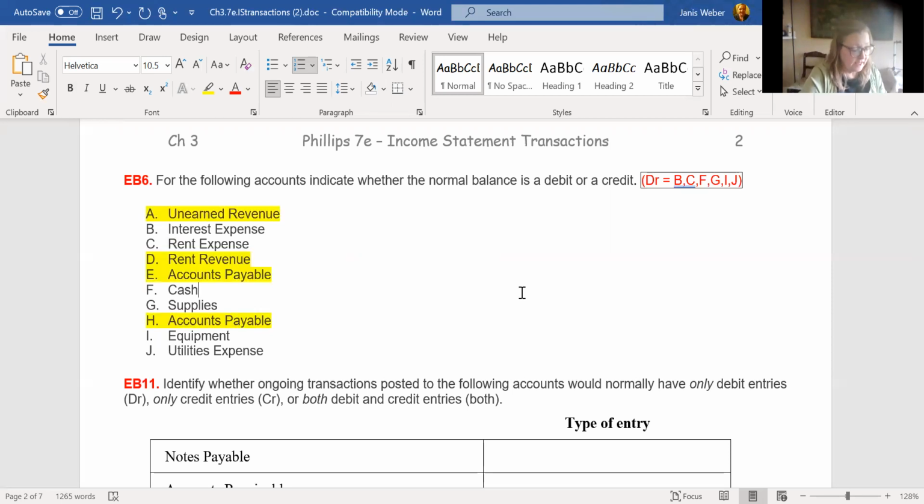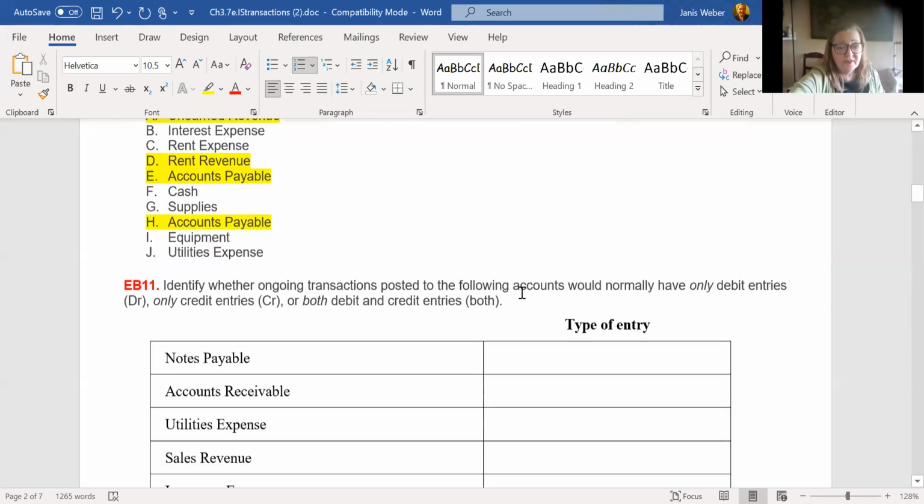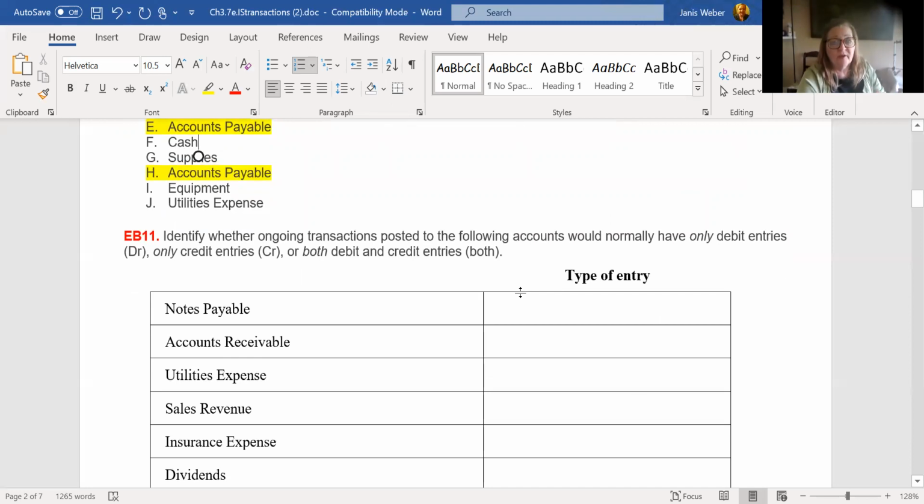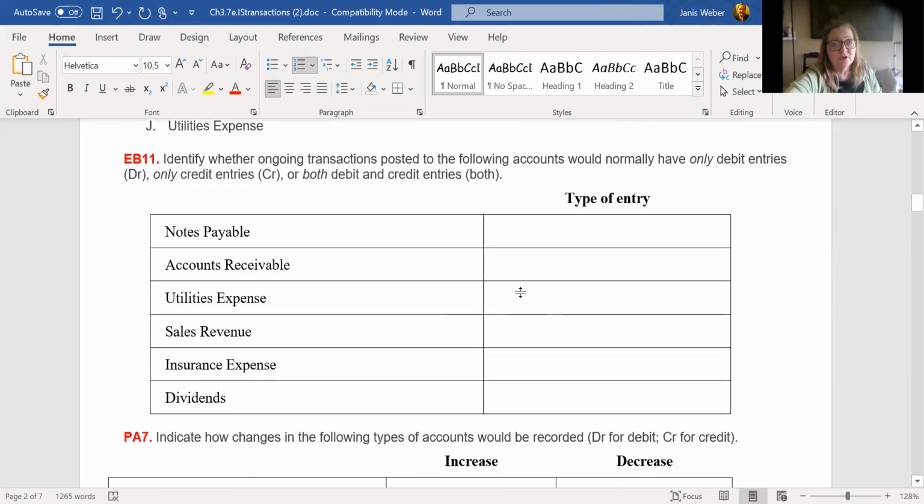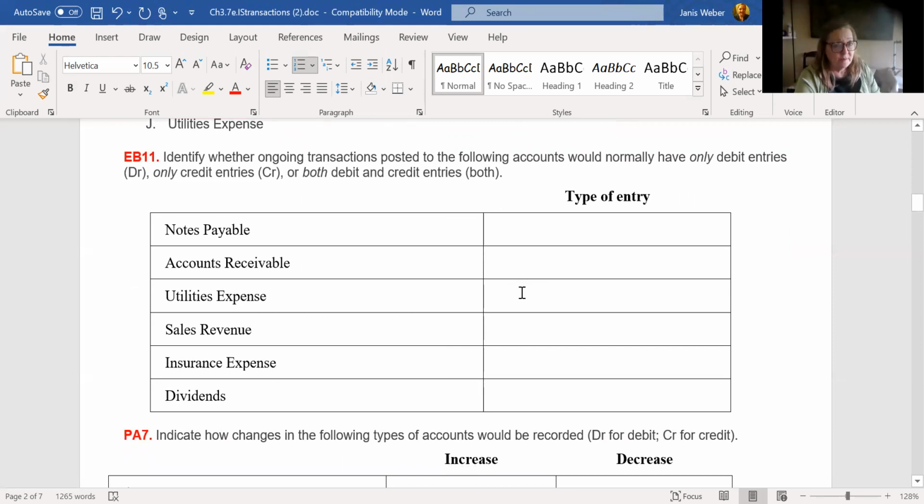All right, the next one, EB11. Now this one's asking us to find out what type of entry. Identify whether ongoing transactions posted to the following accounts would normally have only debit entries, only credit entries, or both. So notes payable. When you borrow money from the bank, you would credit notes payable. Then when you make payments back, you would debit the notes payable when you pay principal on it. So that one would be both.